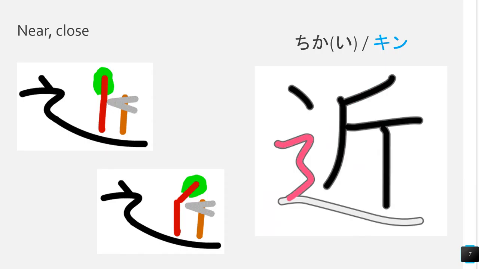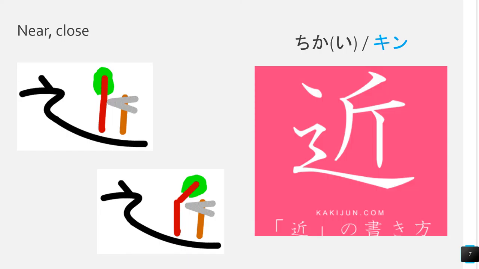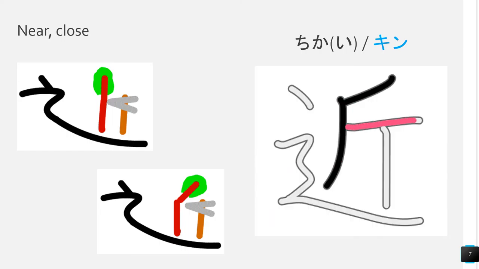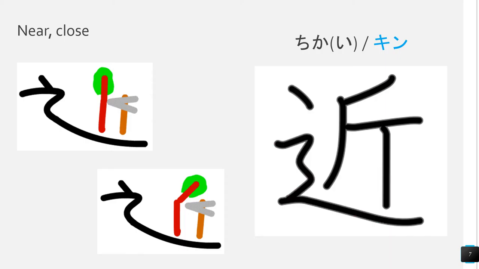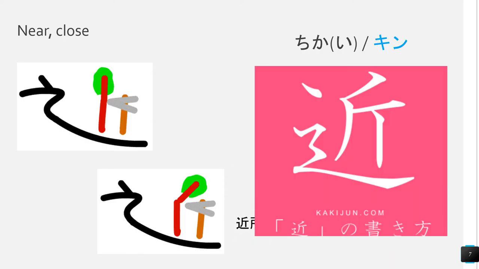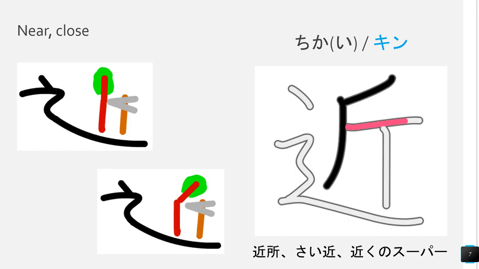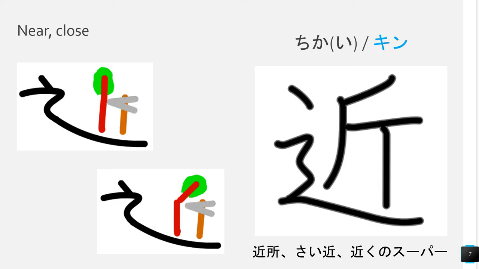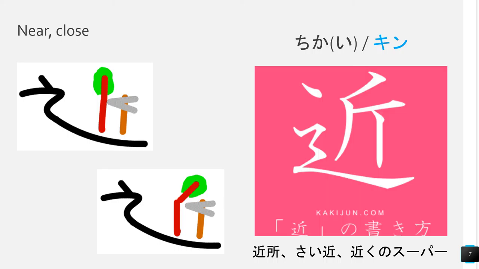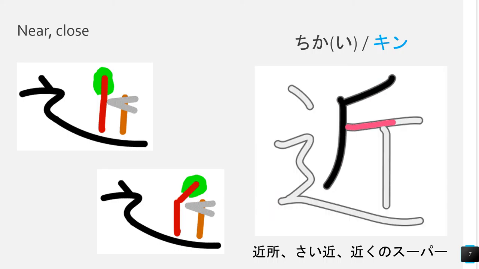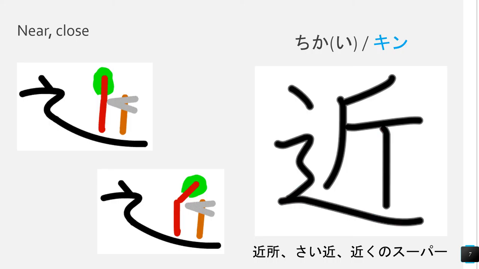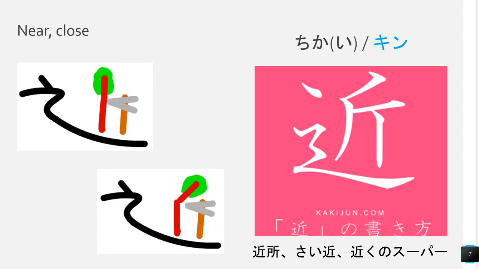Now, chikai is used in a few words such as chikagoro. Goro means about sometime. Chikagoro means recently, in the recent times. However, the key word for this unit is kinjo, the near place. So the place that's near you is your neighborhood. So kinjo is neighborhood, and saikin is recently, and then chikaku no supa means the supermarket nearby.